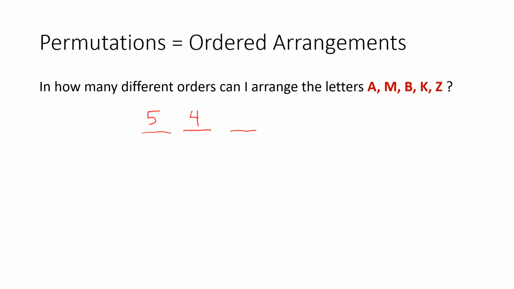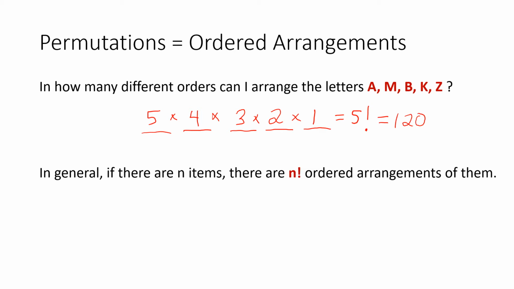Then I'll choose the third letter, for which there'll be 3 choices. I'll choose the fourth letter in order, for which there'll be 2 remaining choices. And finally, I'll choose the last letter, and there'll only be 1 left. So there'll be 5 times 4 times 3 times 2 times 1 different possible ordered arrangements. And notice I've got the numbers 1, 2, 3, 4, 5 here, multiplying them by each other. This is 5 factorial, which is equal to 120. So in general, if there are n items, there are n factorial ordered arrangements that can be made of them.